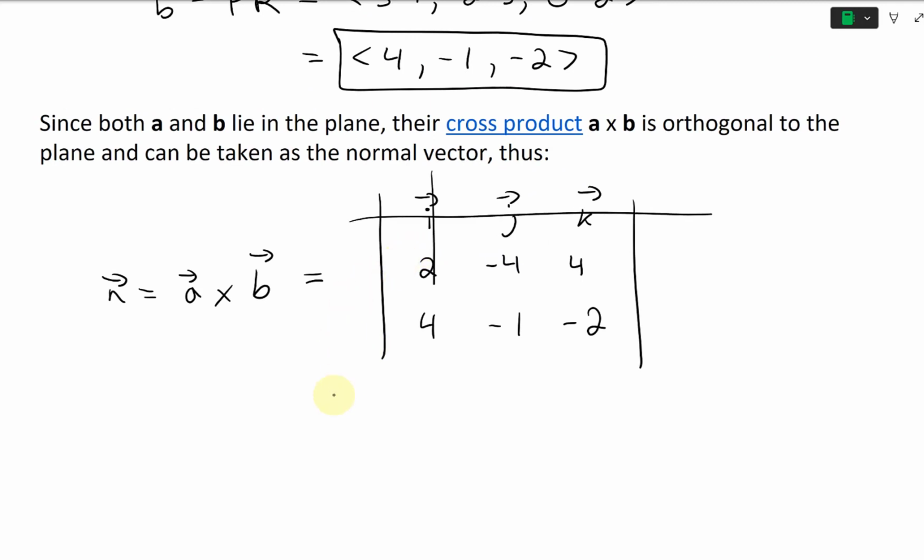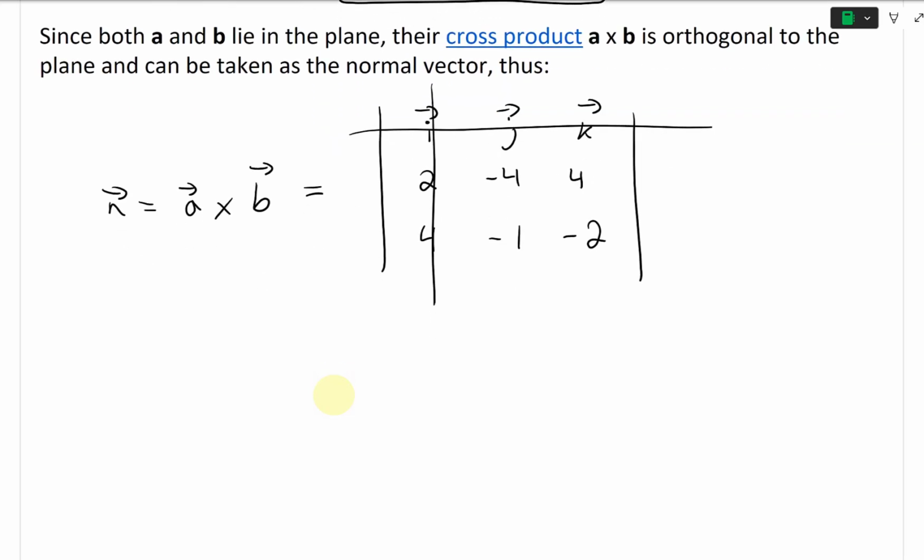is cross out this to get the i terms, this is in standard basis vector form. So we're going to have, well, negative 4 times negative 2, that's going to be positive 8. Then we subtract 4 times negative 1, well, minus becomes plus, so it's plus 4. And this is the i, or the x component.